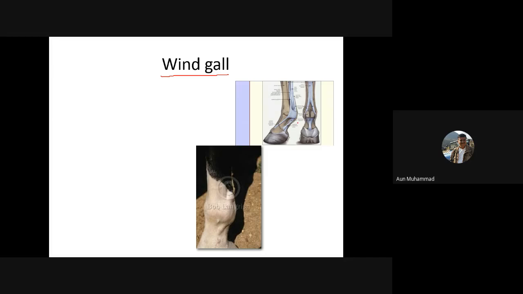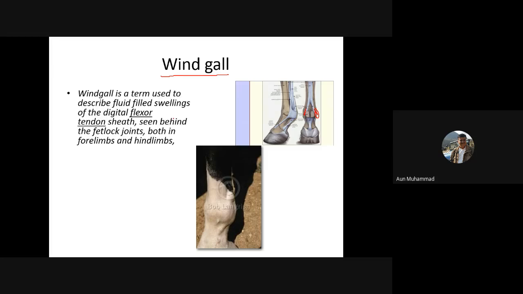So what happens in the case of wind gall is that because of friction or high pressure, the tendon sheaths get inflamed, and ultimately they become overfilled with fluid. So this sort of condition is developed. This condition is called wind gall, and you will see at the caudal aspect of the fetlock a small fluid-filled accumulation. In fact, this is the over-secretion of the tendon sheath at the point of the fetlock. So this condition is called wind gall.